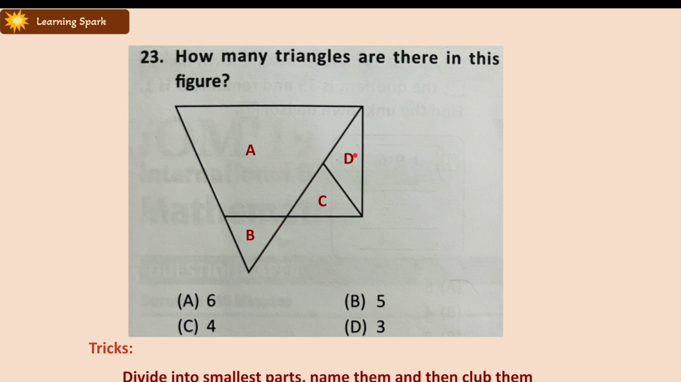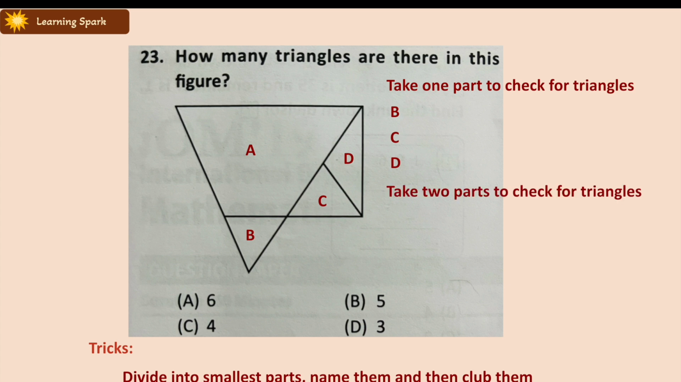Then let's take them one by one. Let's take one part at a time and see how many triangles there are first. So take one part to check for triangles. B, C, D are triangles, right? A is not a triangle. So B, C, D are triangles. Okay, so three triangles. Now you take two parts to check for triangles.